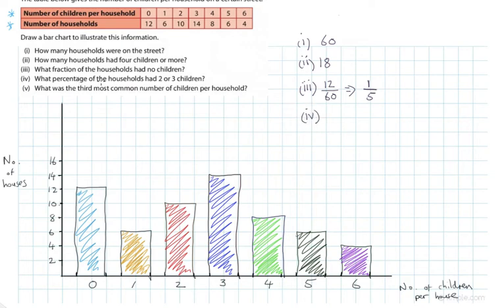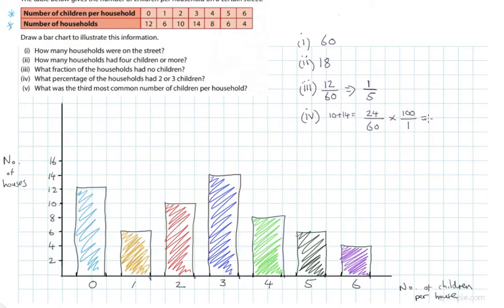What percentage of the households had 2 or 3 children? So 2 kids, that was 10. 3 kids, that was 14. So let's add those two together. 10 plus 14. That gives you 24. Now, what is this as a percentage of the whole? So you put 24 over 60 and you multiply it by 100 over 1.